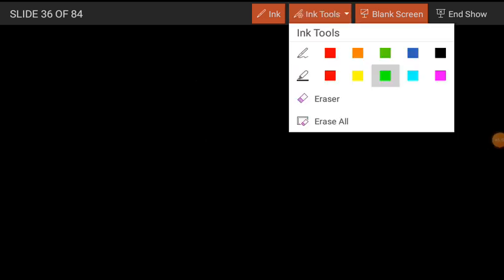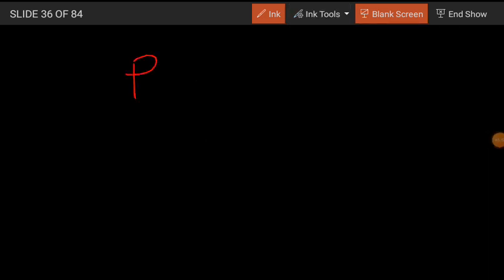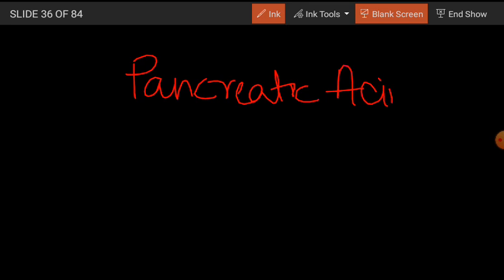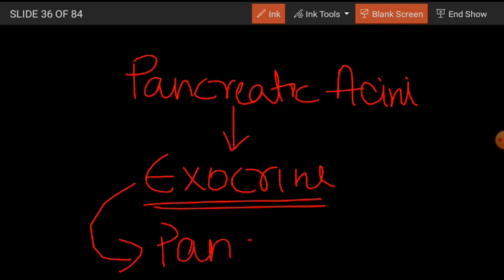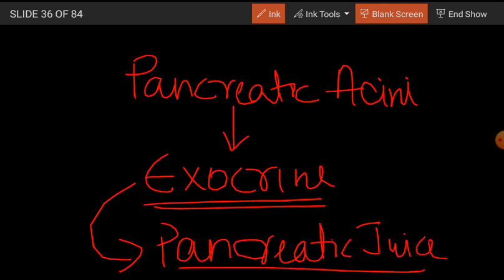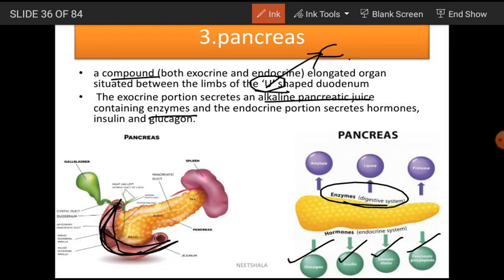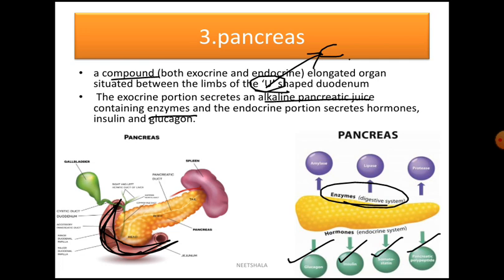And the exocrine portion is known as pancreatic acini. Pancreatic acini is known as the exocrine portion. Exocrine glands are the ducted glands, and endocrine glands are the ductless glands. So the exocrine glands are responsible for the formation of pancreatic juice. Pancreatic juice is highly alkaline and it consists of various enzymes like amylases, lipases and so on. So let us study about these enzymes in the process of physiology.